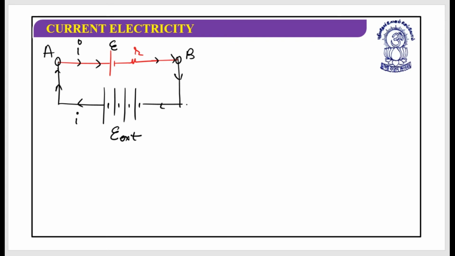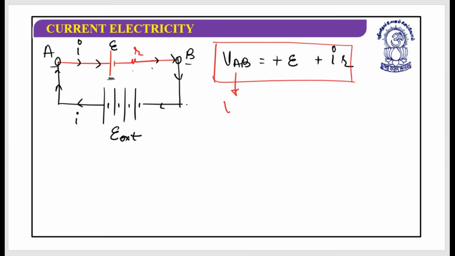While I write VAB from A to B, look at this: I am moving from A to B, and while I'm moving I meet the battery's positive terminal, so it's plus E, and I am moving in the same direction as the current, so it's plus IR. This is the rare case where terminal voltage is greater than E. This is the case if the cell is being charged.